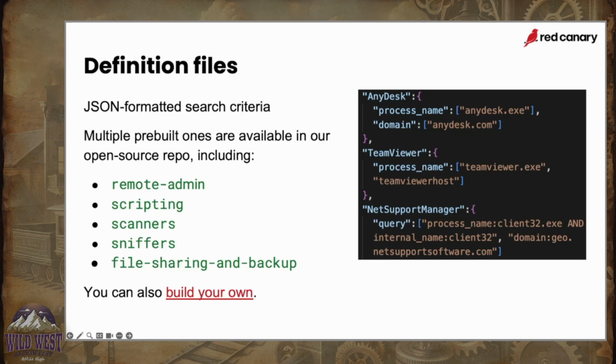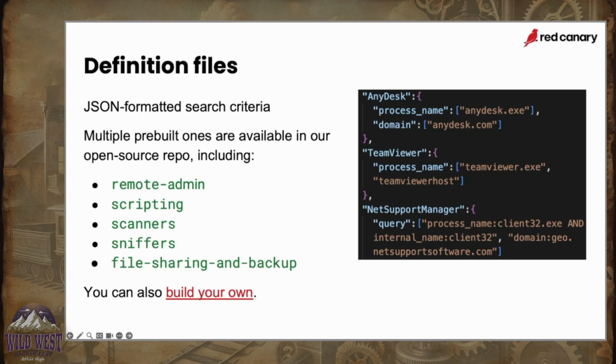And then the last option that we have here, or the last example that I have here, is how can we identify NetSupportManager? Well, if anybody in the audience knows, this is a Carbon Black query. So what we're saying is how we can identify NetSupportManager is by looking for the process name of client32.exe and the internal process name of client32. Or we could identify any network connections going to geo.netsupportsoftware.com.